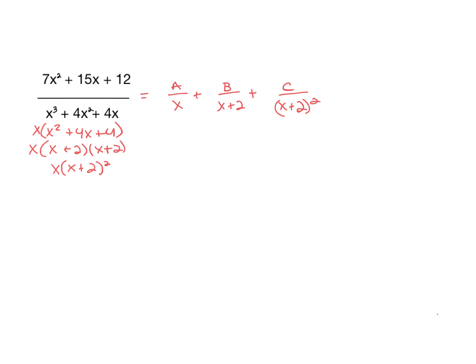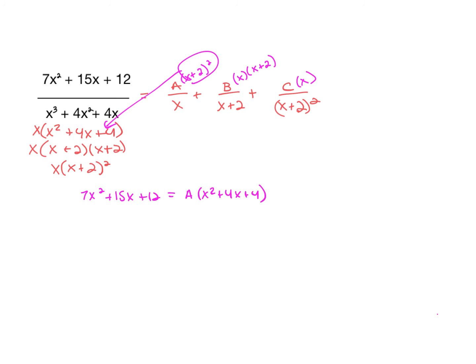Multiply the numerators out by what they're missing. So this one gets the x plus 2 squared, this one gets the x and the x plus 2, and this is just the x. So now I get 7x squared plus 15x plus 12 equals, this is that. So it'd be A times x squared plus 4x plus 4 plus bx times x plus 2 plus cx.